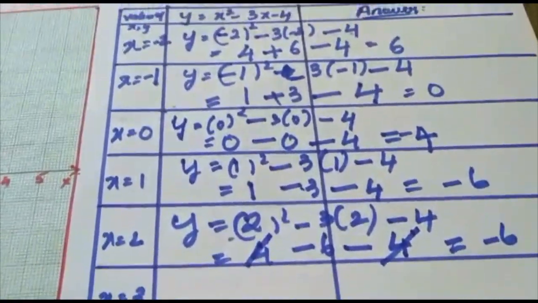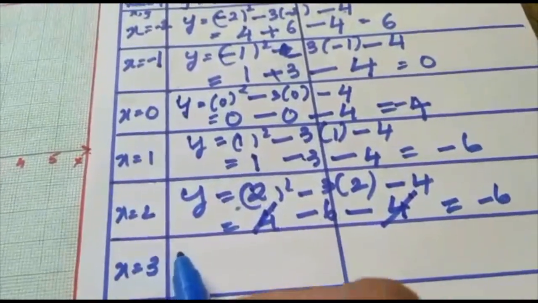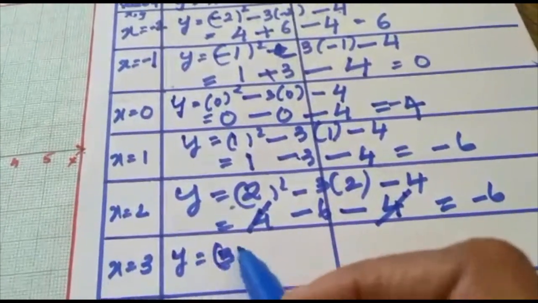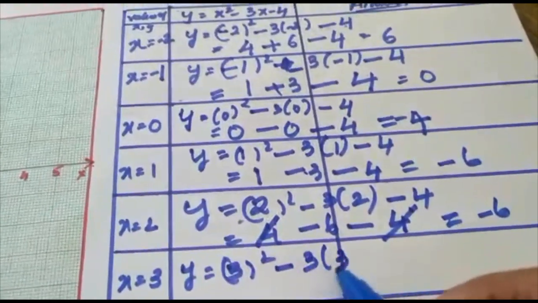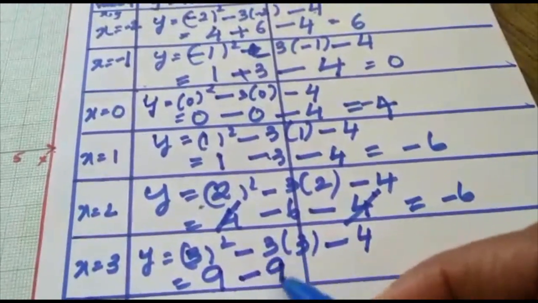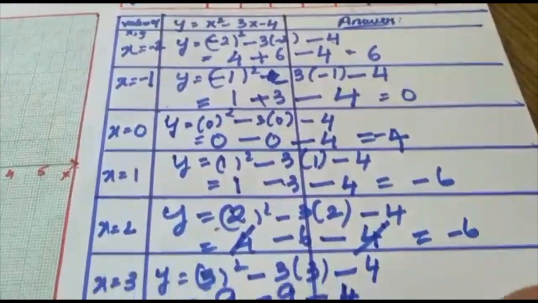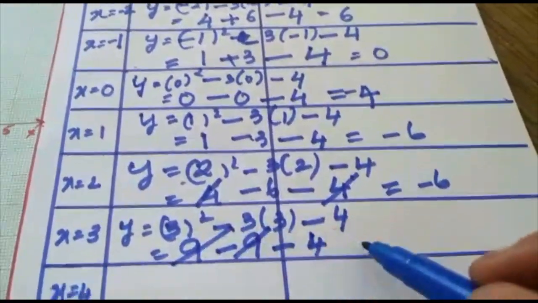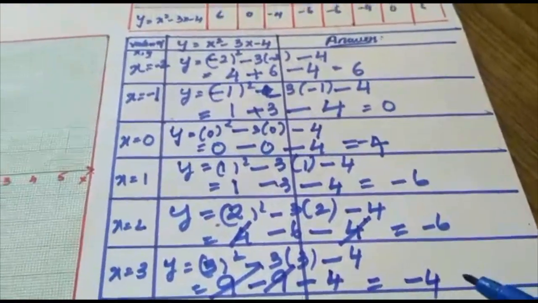Now let us take the value of x as 3. So y is equal to 3 square minus 3 into 3 minus 4. So 3 square is 9 minus 9 minus 4. So this minus 9 and plus 9 will get cancelled, and my answer is minus 4.